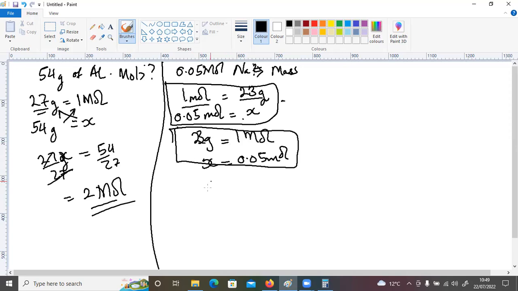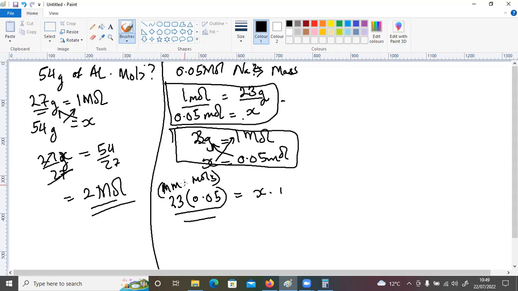So using the second substitution, I can do cross multiplication like that, and I'll get that 23 multiplied by 0.05 is equal to x, of course times 1. This is telling me that whenever you have the moles and want the mass, you multiply the molar mass by the moles you have been given.